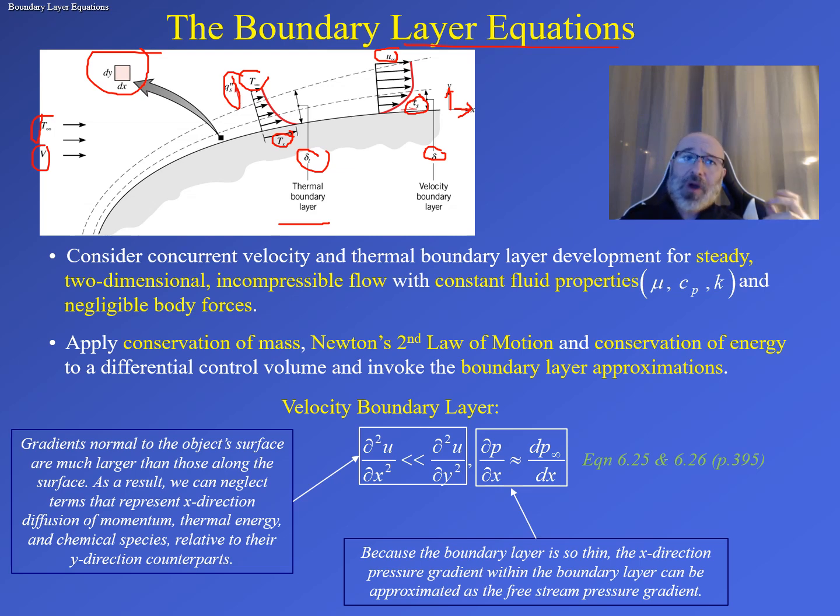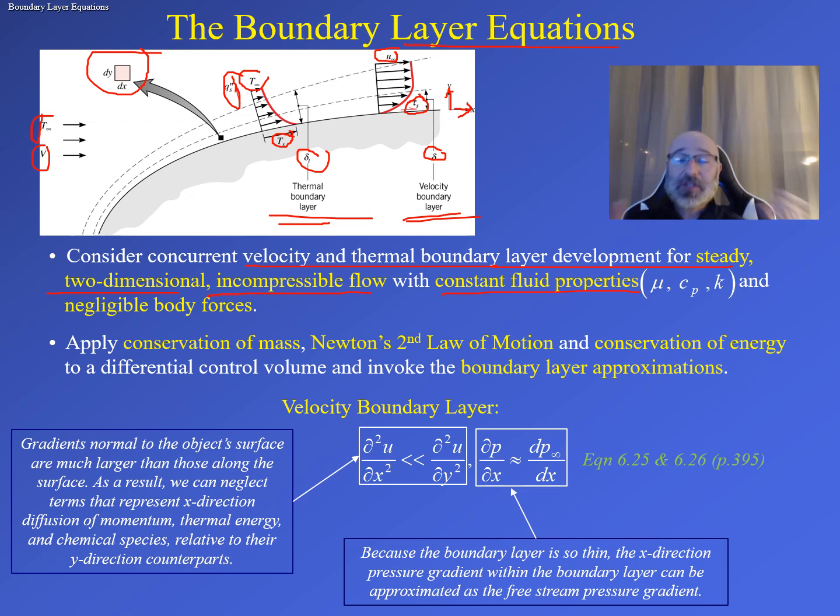So what we want to do is consider the concurrent velocity and thermal boundary layers. There's our velocity and thermal boundary layers right there, delta sub T and delta, the thickness of the thermal boundary layer and the velocity boundary layer respectively. We're going to consider the concurrent velocity and thermal boundary layer development for a steady state, two-dimensional, incompressible flow with constant fluid properties.